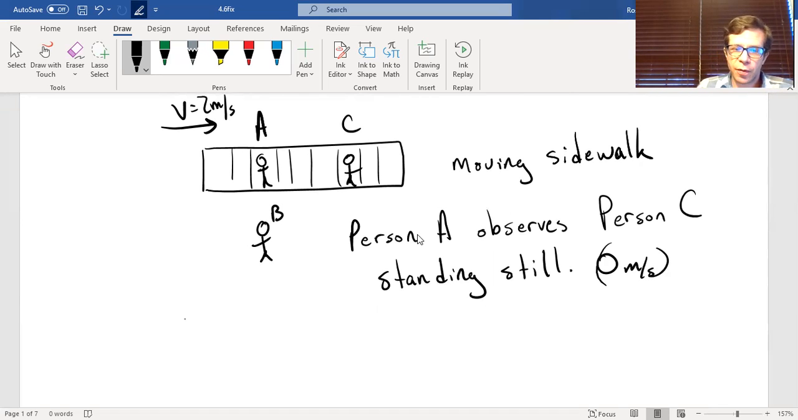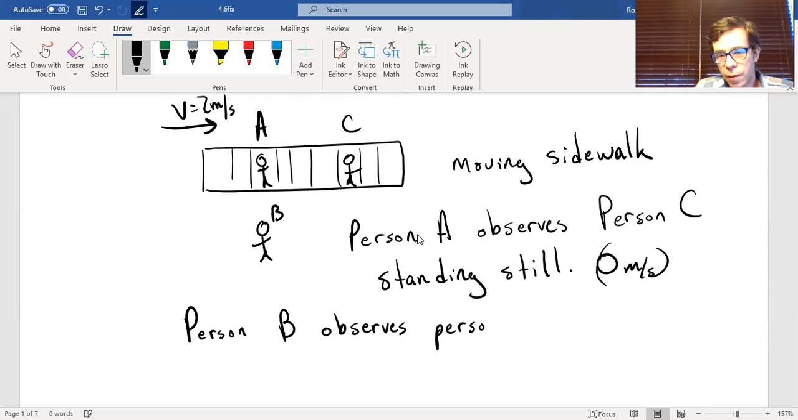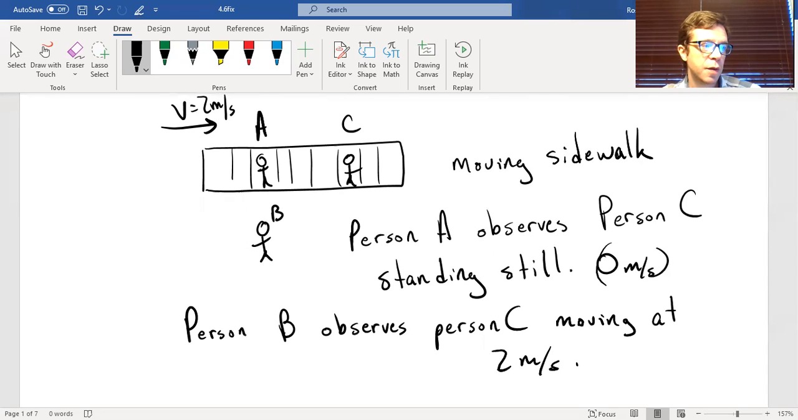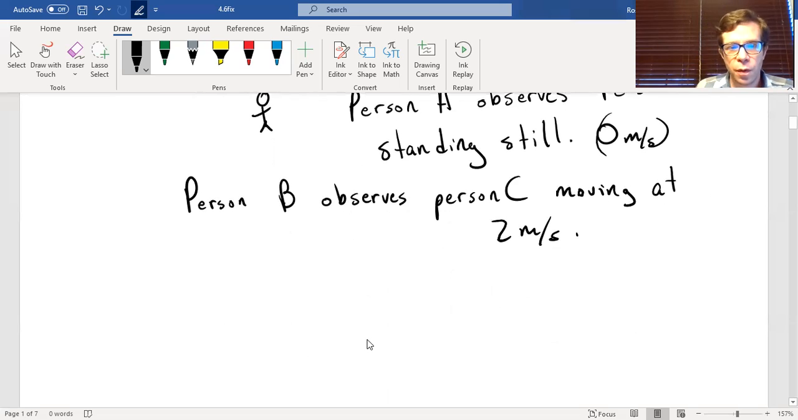What does person B observe? Person B observes person C moving at 2 meters per second, right? Because person B is just standing on the ground. So these are what we call frames of reference. And we've talked a little bit about this already.